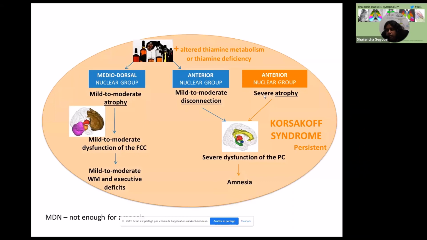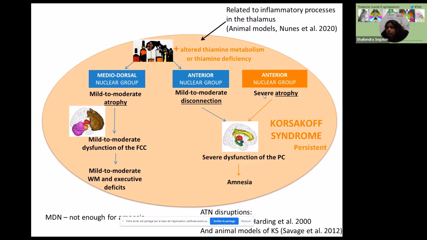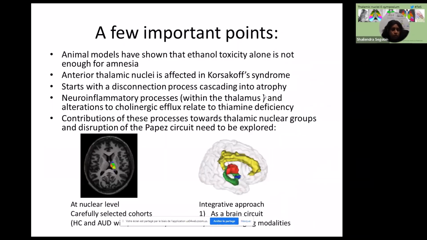We know from animal models that anterior thalamic nuclei disruption, which has anyway been replicated in neuropathological studies, is related to inflammatory processes within the thalamus of animal models of Korsakoff syndrome. And whether this actually could be another reason, besides volume changes or disconnections, contributing towards amnesia. This is probably where future research is going.